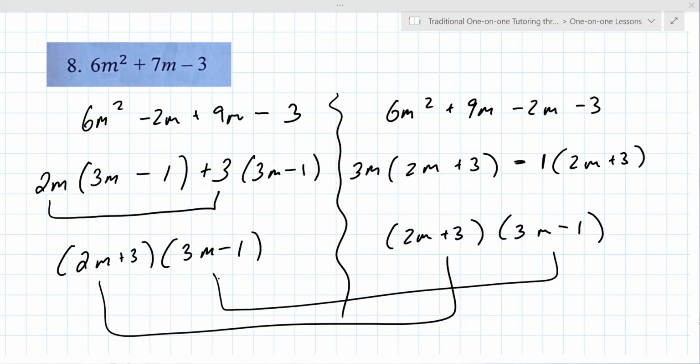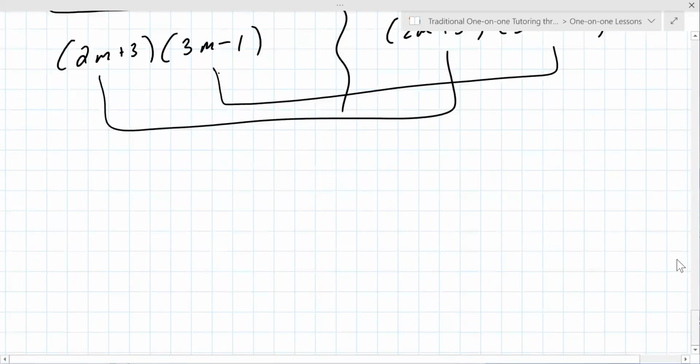Let me just check it first. All right. Make sure it actually works. Some of these don't. All right, so we're going to look at 9 next. I'll snip that in.